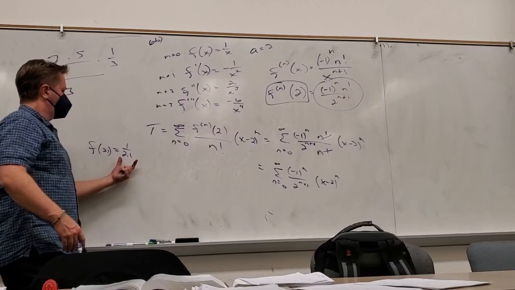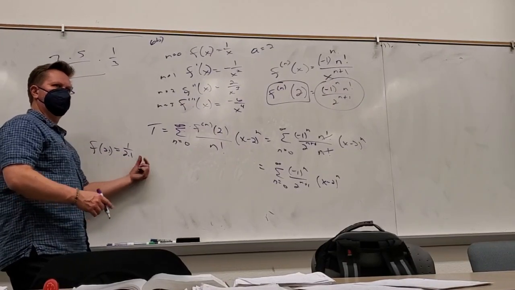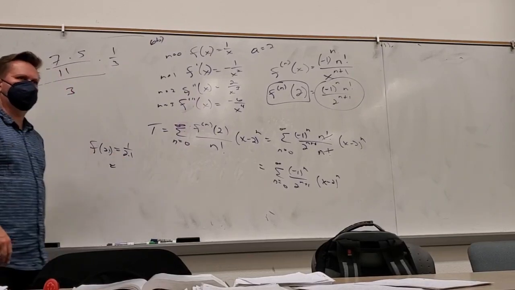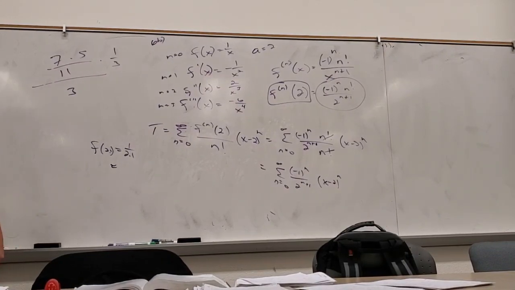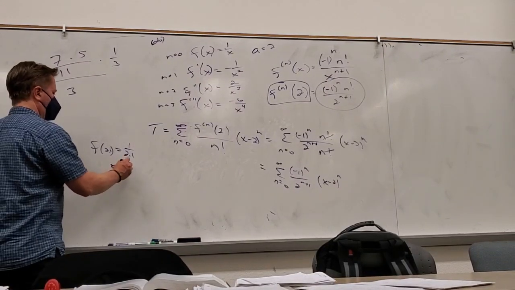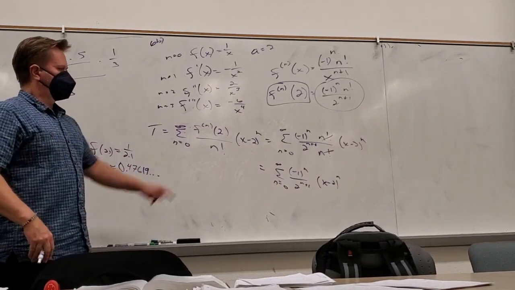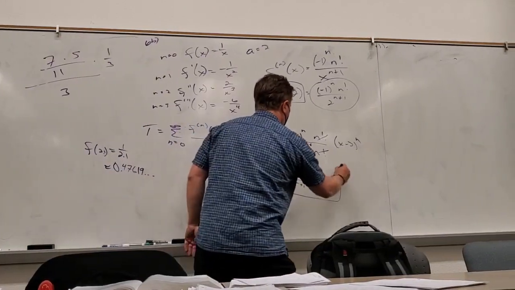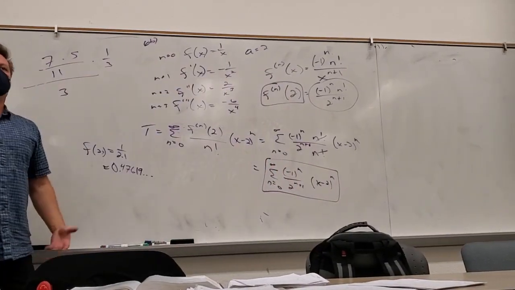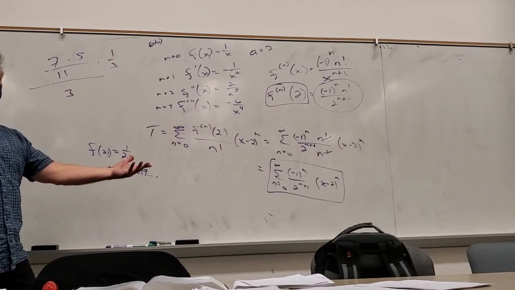A dog just ran through. So 1 over 2.1. Let's get what that is. What is 1 divided by 2.1? So let's do a few terms of this series. This would be the end of the problem. You're done. And now if you have time, you can pick a value and see if you get the right thing from this.